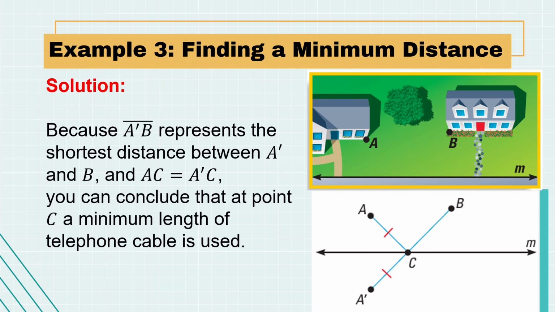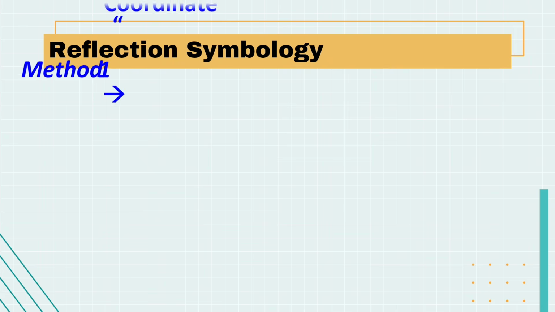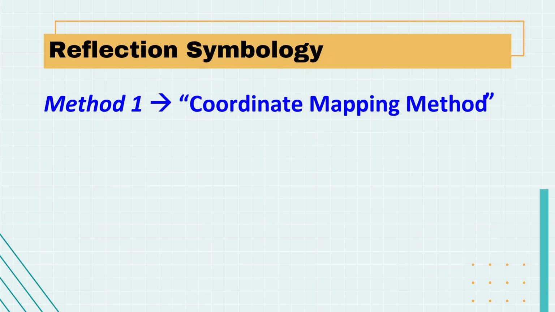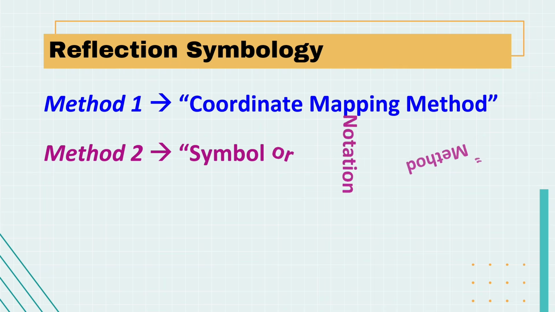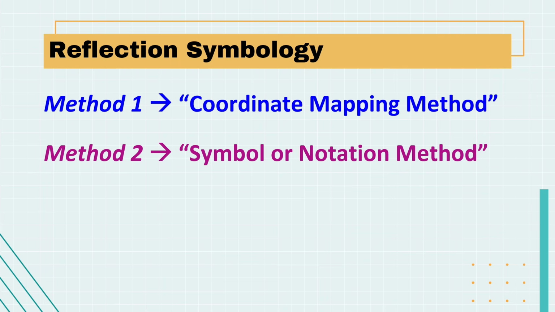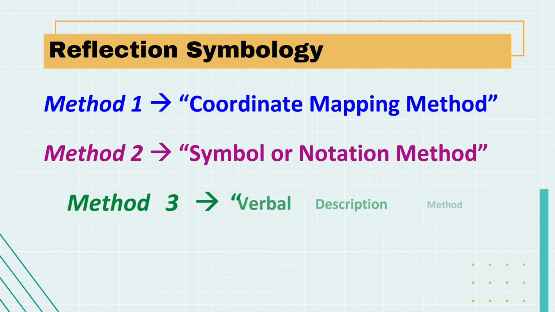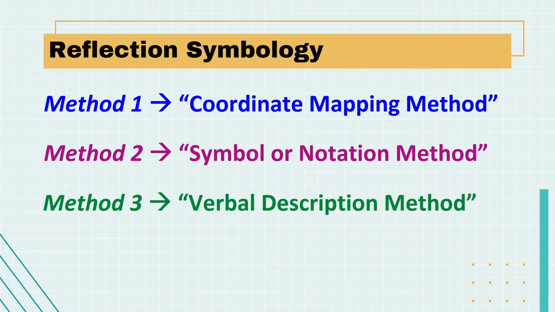Now that we understand what reflection means, let us look at different ways to represent it. There are three methods. Method 1 is the coordinate mapping method. Method 2 is the symbol or notation method. And method 3 is the verbal description method. These methods all describe reflection, but in different forms. Some use coordinates, some use symbols, and some use words.